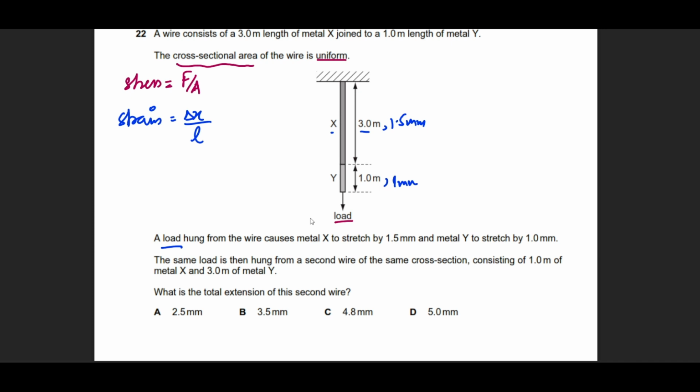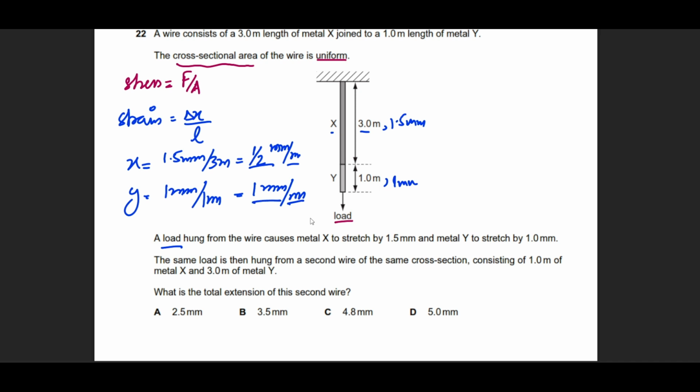Now for x, we find that the strain is 1.5 millimeters divided by 3 meters, and for y, this is 1 millimeter divided by 1 meter. So this comes out as 1/2 millimeter per meter, and this comes out as 1 millimeter per meter. What does that mean? For every meter of length, this wire will stretch half a millimeter, and for every meter of length, y will stretch 1 millimeter.